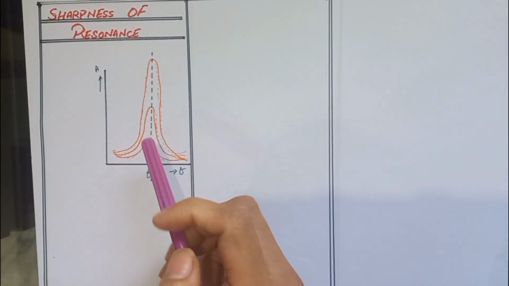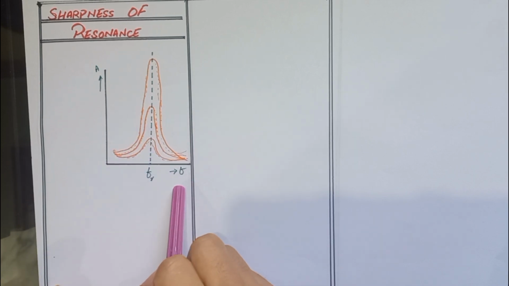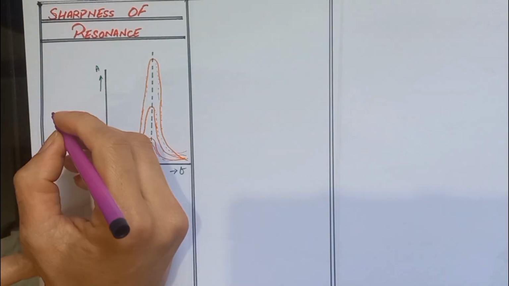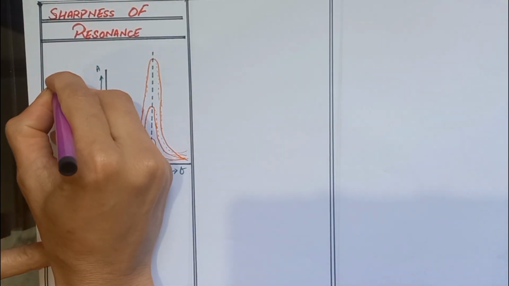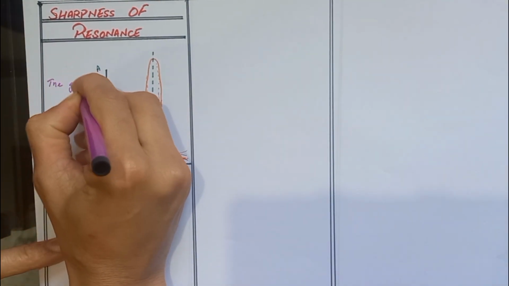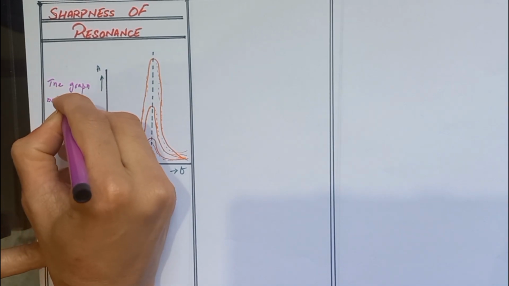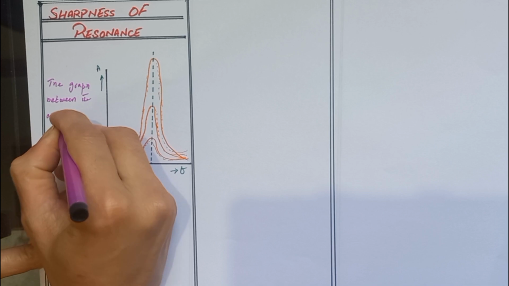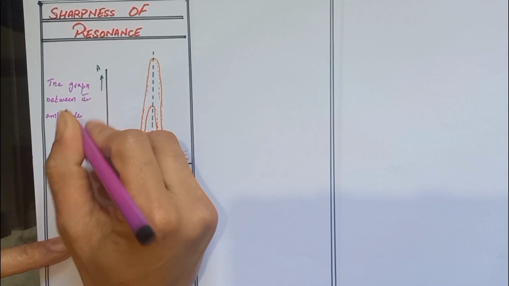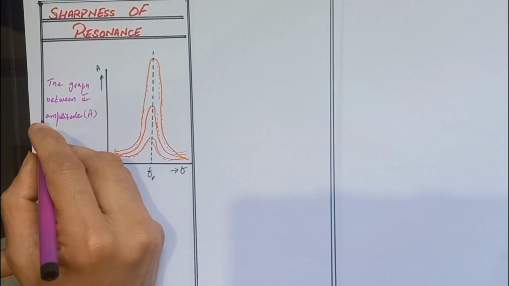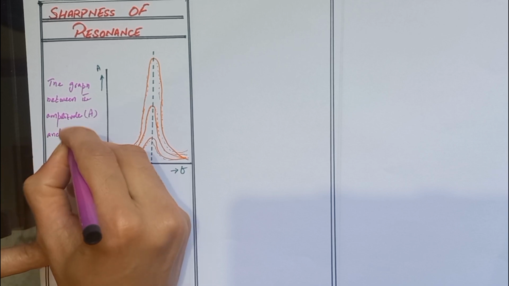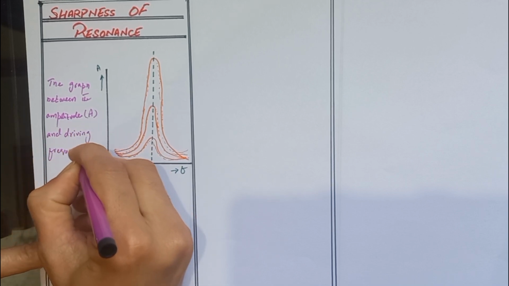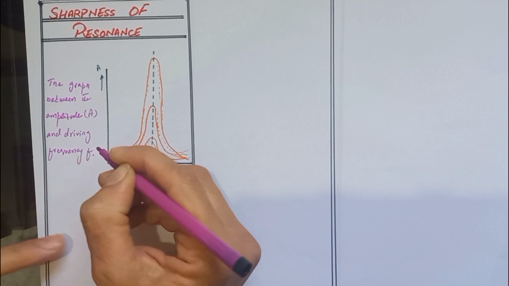Today we discuss the topic, the sharpness of the resonance. We draw the graph between the driving frequency f and the amplitude, which is shown by A. So here we draw the graph between the amplitude A and the driving frequency f.